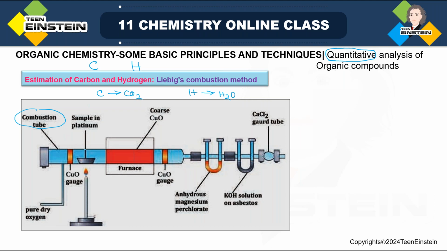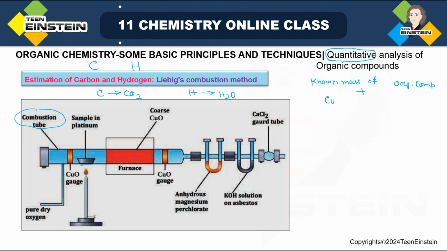oxygen. So here you will take a sample, and this is made of platinum, and you should know the mass of this sample, because we have to do some calculation. So you have taken some known mass of organic compound.